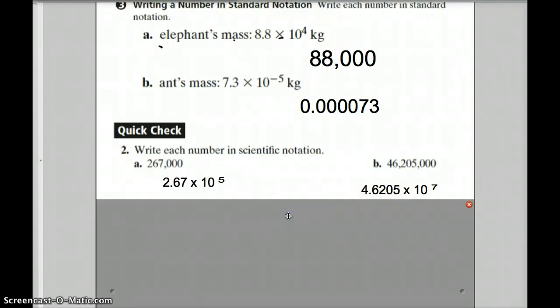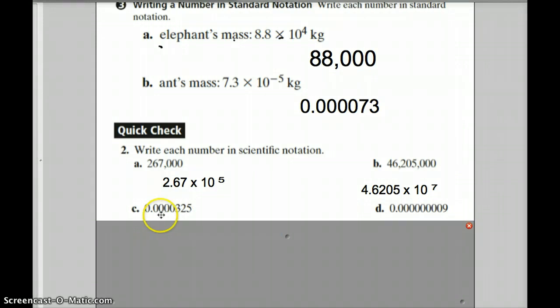We have 2.6 times 10 to the 5 and 4.6205 times 10 to the 7. Any zeros you can drop off the end. That's why we write things in scientific notation, so we can drop those zeros. But unfortunately, unless you're told to round something, you want to make sure that you leave all non-zero numbers attached to the end.